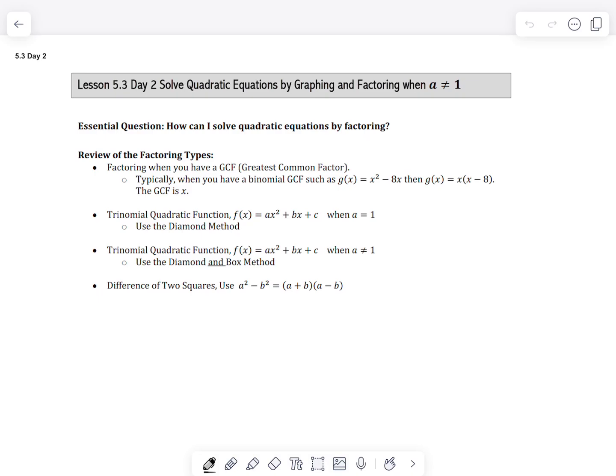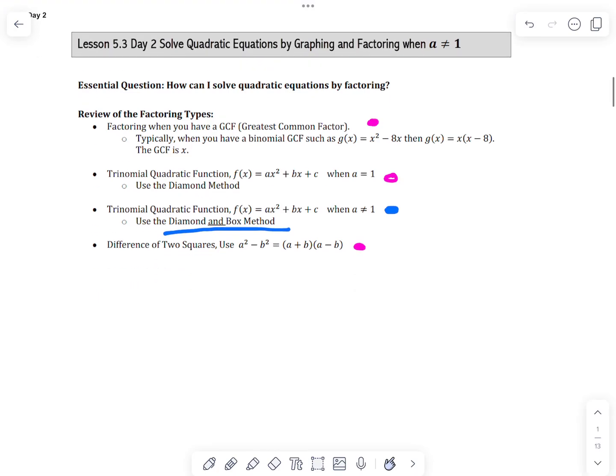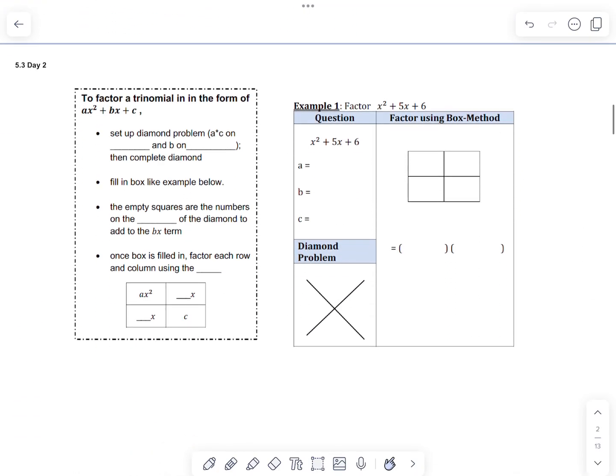All right, this topic is factoring when our A is not 1. So this first page here just shows you the factoring methods, and we've already covered the GCF when A is 1 and the difference of two squares. So this topic will be when A is not 1. What we do is we use the diamond and box method. So I'm going to review a little bit of setting up that diamond, and then I'm going to show you how we could adjust it to using also a box.